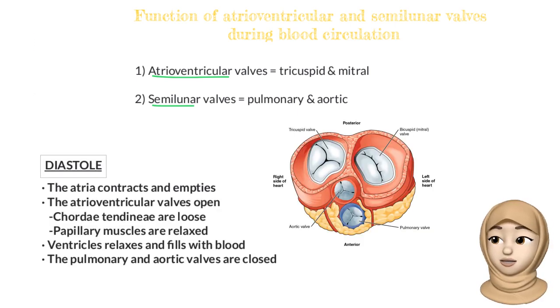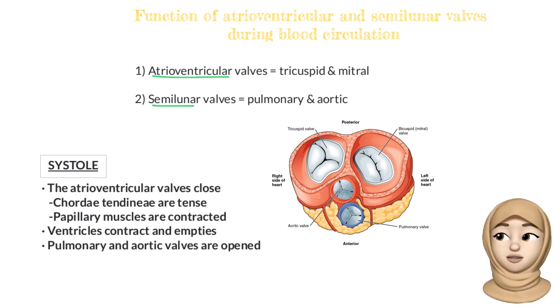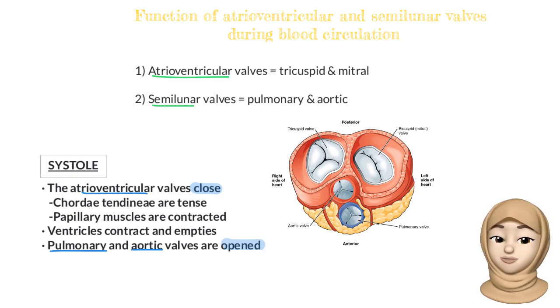So during diastole, the atria contract and empty. The atrioventricular valves are open, the chordae tendineae are loose, the papillary muscles are relaxed. The ventricles then relax and fill with blood. The pulmonary and aortic valves are closed. Whereas during systole, the atrioventricular valves are closed, the chordae tendineae are tense, the papillary muscles are contracted. The ventricles contract and empty, and your pulmonary and aortic valves are opened.